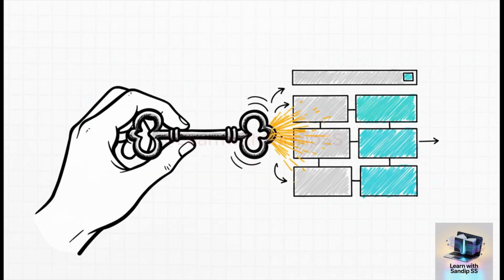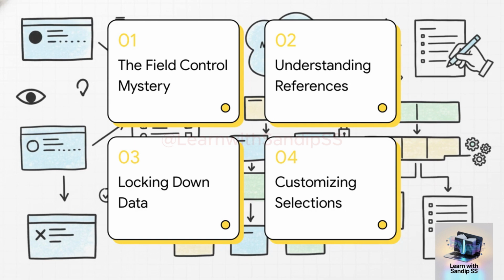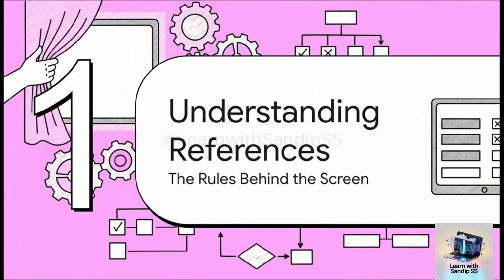And the secret behind all this is something called a field reference. Think of it as the master control panel, the rulebook that dictates the entire user experience for the material master. And in this explainer, we're going to learn exactly how to use it. So, here's our game plan. We'll start by solving that field control mystery. Then we'll dig into what field references actually are. After that, we'll see how to lock down critical data. And finally, we'll get to the fun part, customizing your own selections. It's a straight shot to becoming a field control pro. All right, let's get right into it.